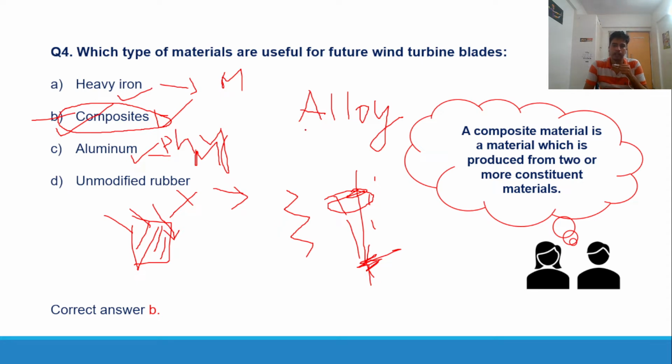Okay, alloy is a chemical mixture. This is totally chemical. We take two or more metals and mix them chemically, so a new metal is formed, that is an alloy of these two. Like brass.